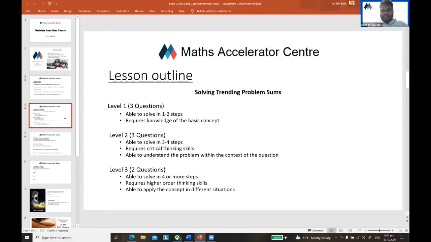All right, lesson outline. So what are we doing today? Today we're learning how to solve trending problem sums. It's split into 3 levels. The first level consists of 3 questions, the second level consists of three more questions, and the third level will consist of 2 questions. As we go by the levels, it will get slightly more difficult.